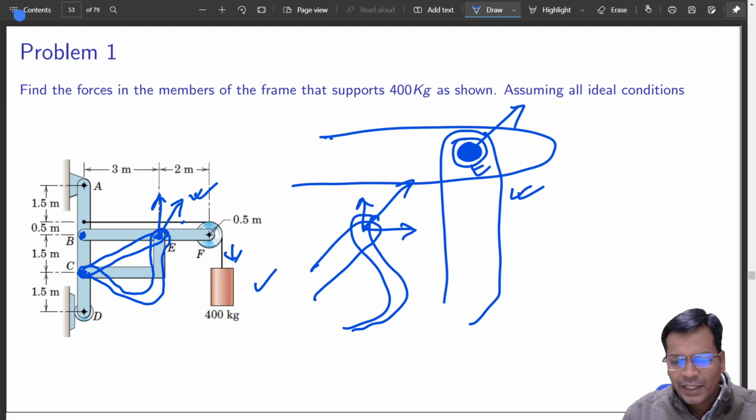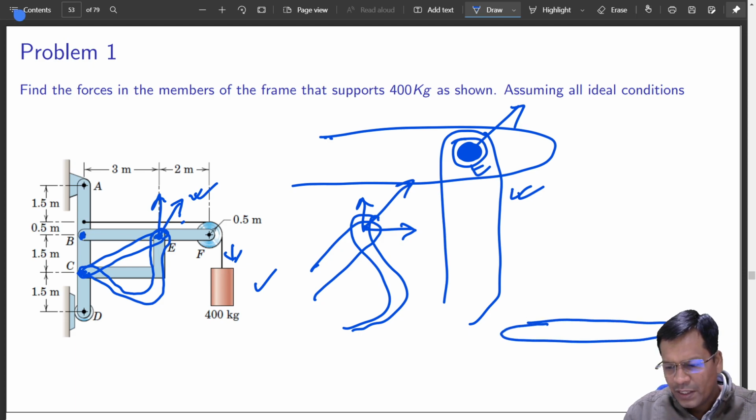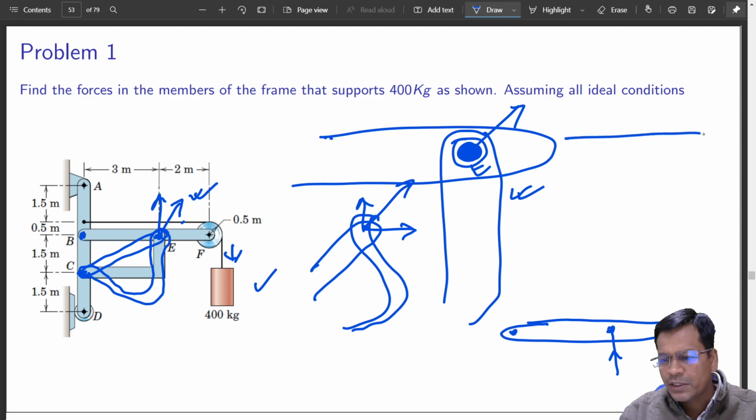Exactly. So let us draw the BF link. There is a load which comes downward. There is a force which is required to be applied in this direction so that you get a zero moment over here. Okay, doesn't matter. I will draw it once again. So this is the force which is applied at E. This is the point where it is pivoted.